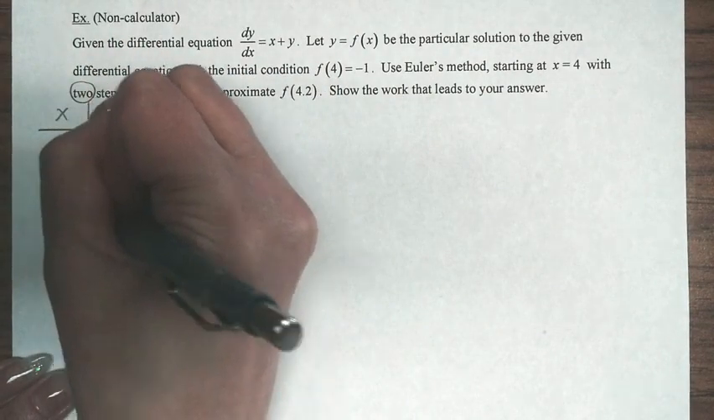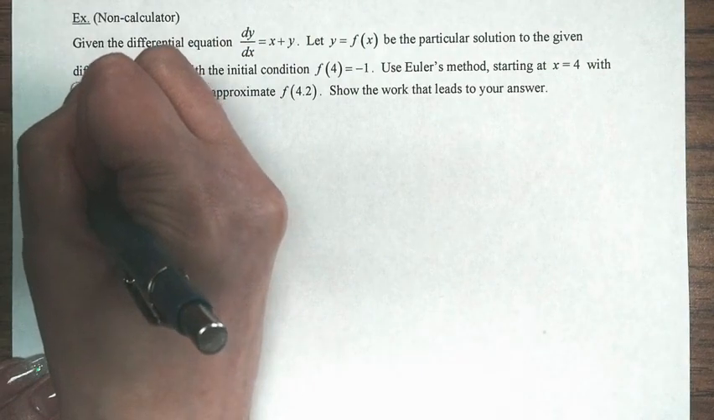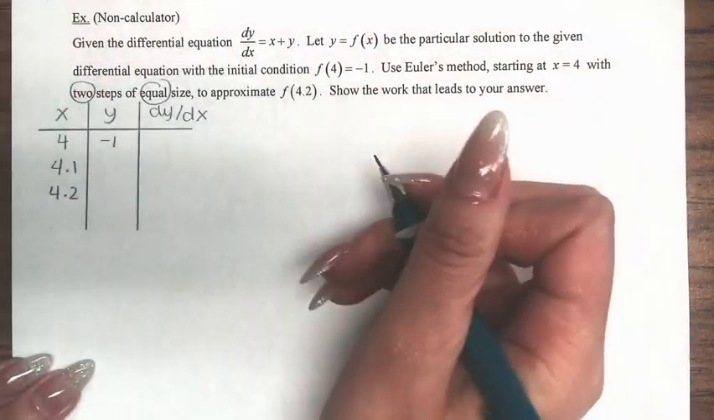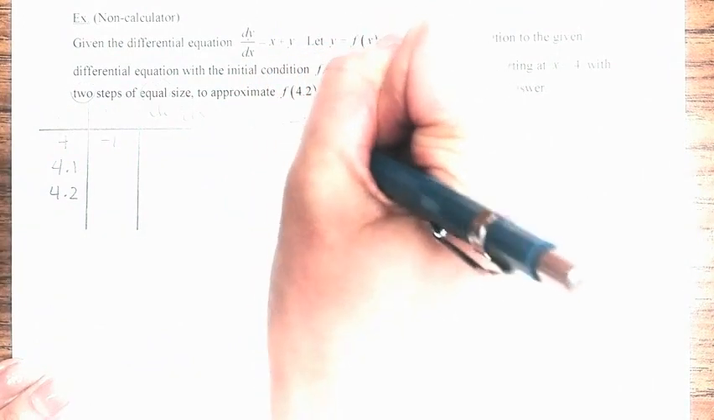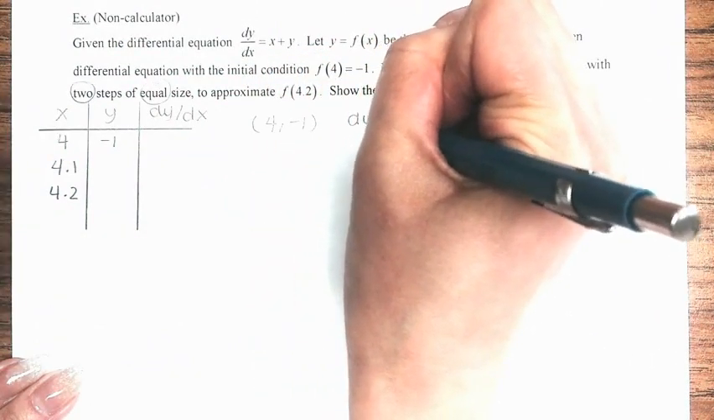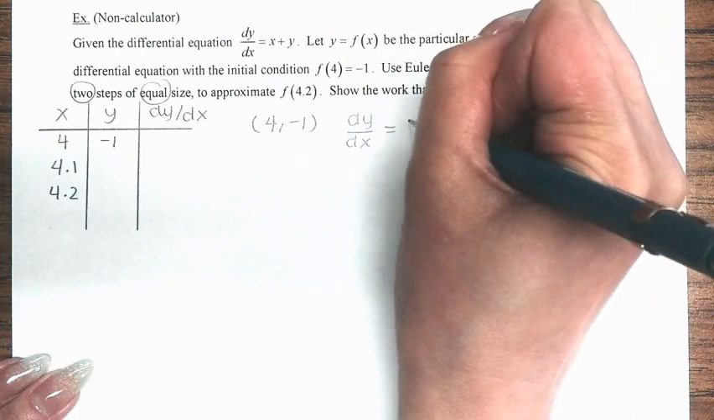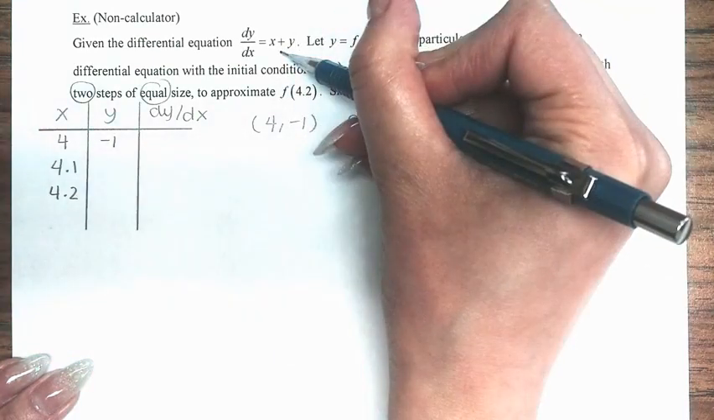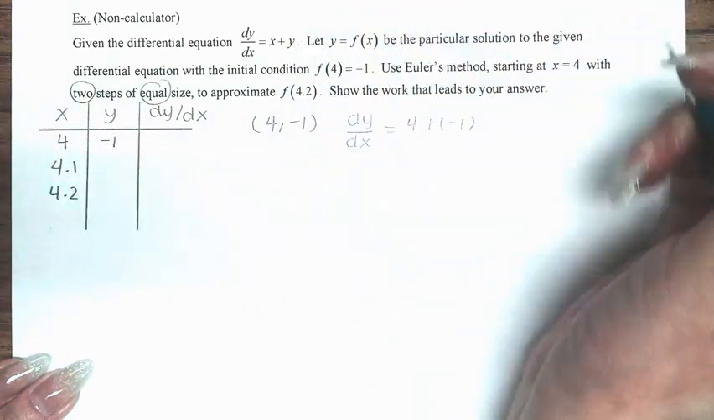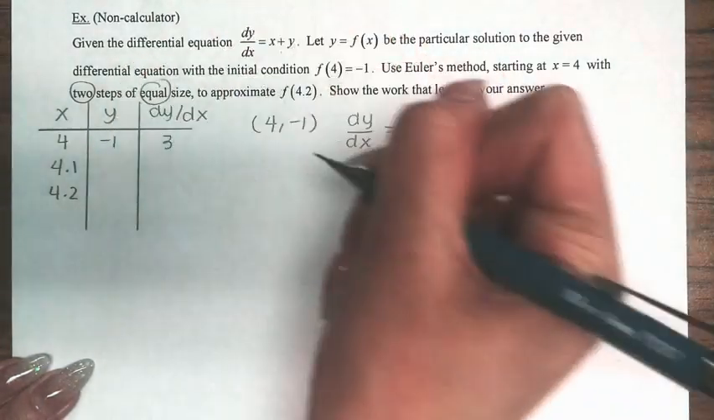So this is the first step, and the second step would be 4.1. Now that I have the point 4, -1, I would like to find dy/dx. You know that dy/dx is going to be equal to 4 plus -1 because we are basing our derivative on this expression. So this is going to be 3, and I would put the 3 here.